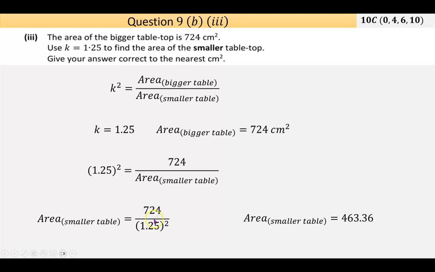When I do this calculation on the right hand side, I got 463.36, but they asked this to be rounded to the nearest centimeter squared. The 3 here is what matters. It means the next number doesn't change. So it's 463 centimeters squared.